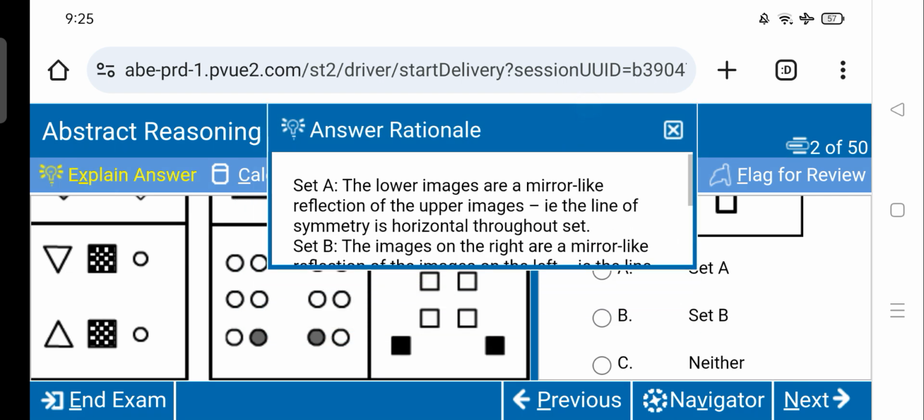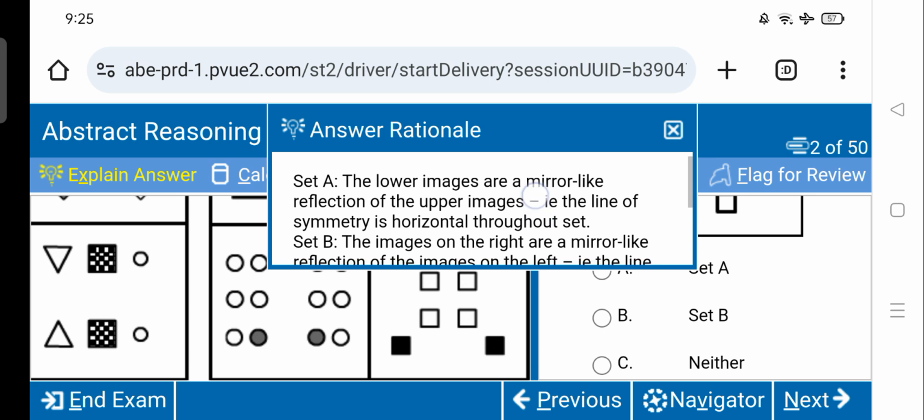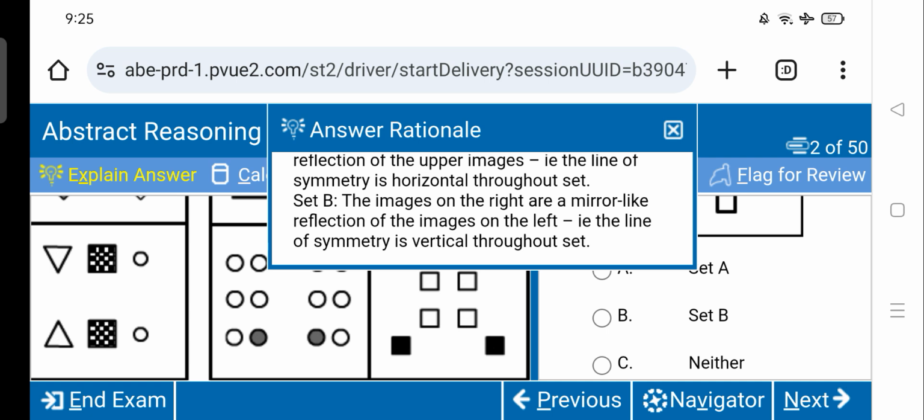Set A: the lower images are mirror-like reflections of the upper images. That is, the line of symmetry is horizontal throughout the set. Set B: the images on the right are a mirror-like reflection of the images on the left. That is, the line of symmetry is vertical throughout the set.